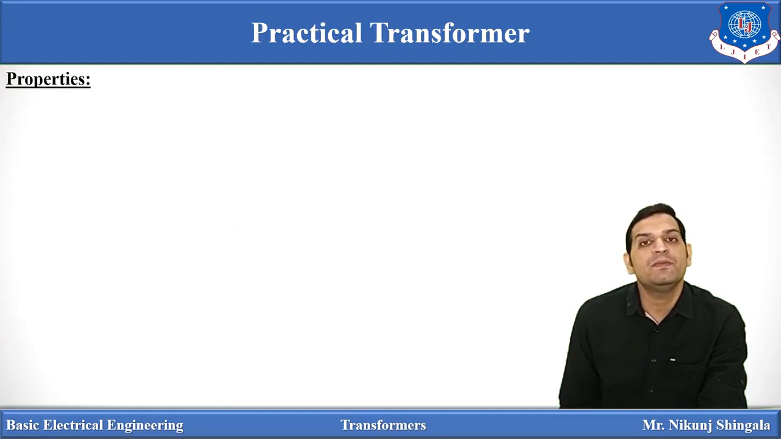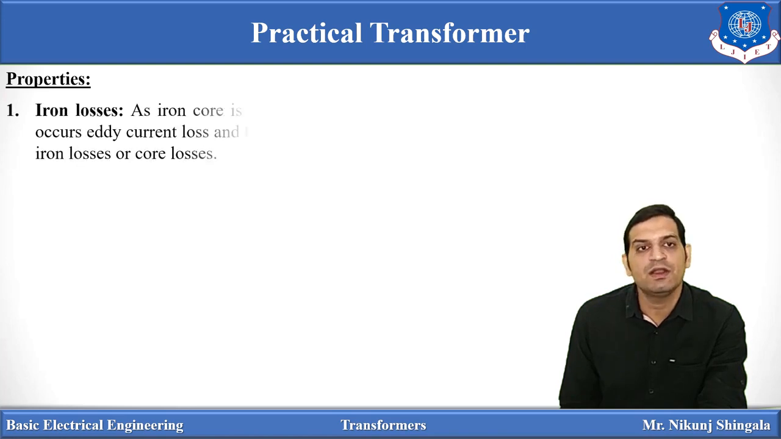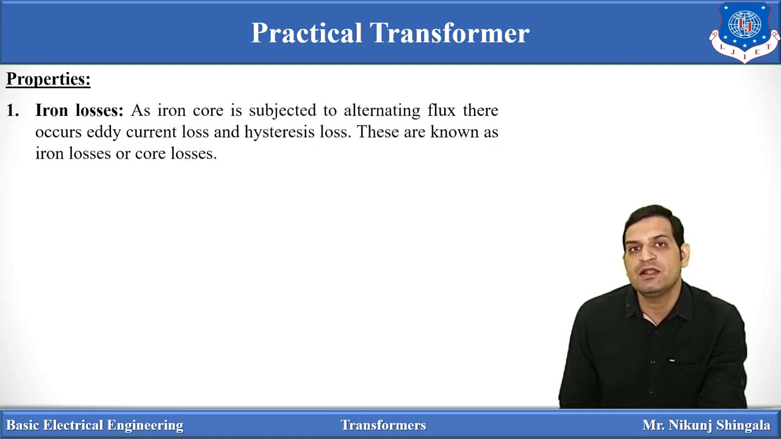Now what are the properties of the practical transformer? It has properties opposite to those of the ideal transformer. Losses are present in the practical transformer, starting with iron losses. As the iron core is subjected to alternating flux, there will be eddy current loss and hysteresis loss. These losses are known as the iron losses or core losses.